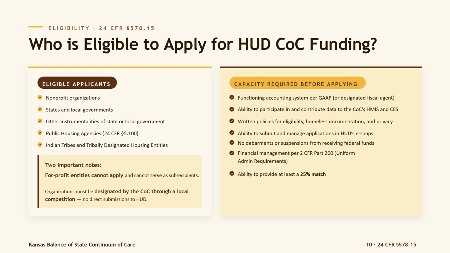The organization can't have any debarments or suspensions from receiving federal funds. Financial management practices meeting the federal uniform administrative requirements in 2 CFR Part 200. And the ability to provide a 25% match.